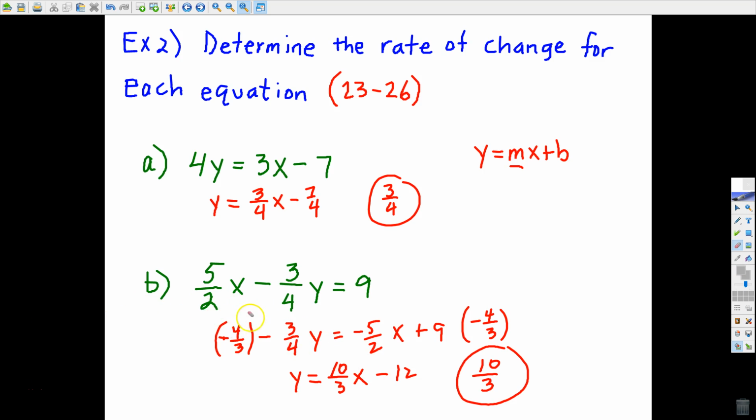Of course, you also had the option here of clearing out denominators first by multiplying both sides of the equation by 4. And if you chose to do that, or if you thought about doing that, you would certainly be okay in following that procedure.